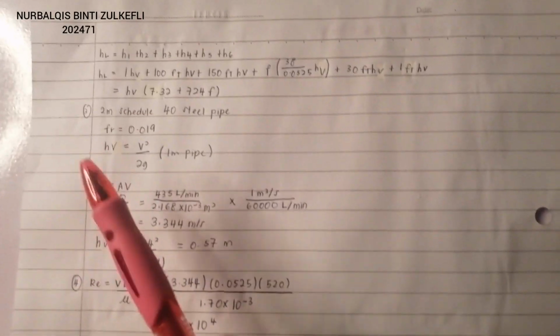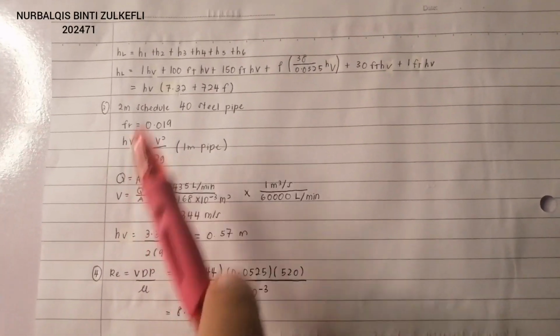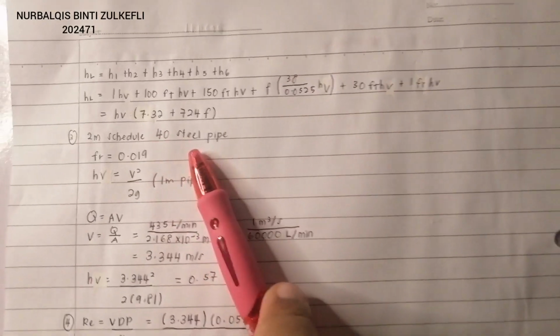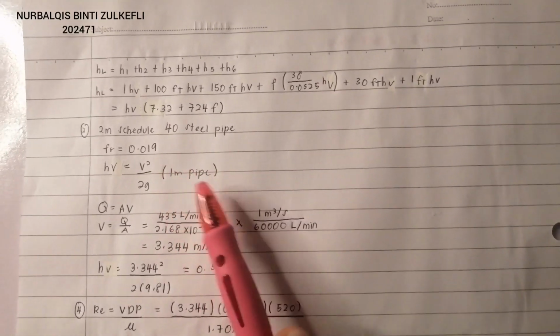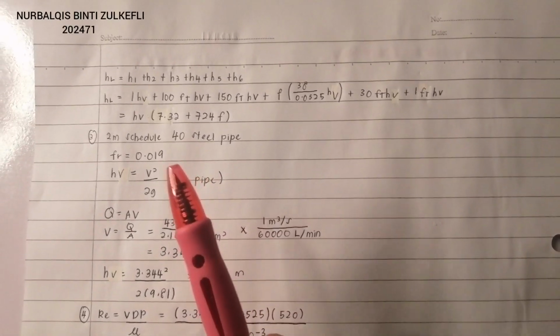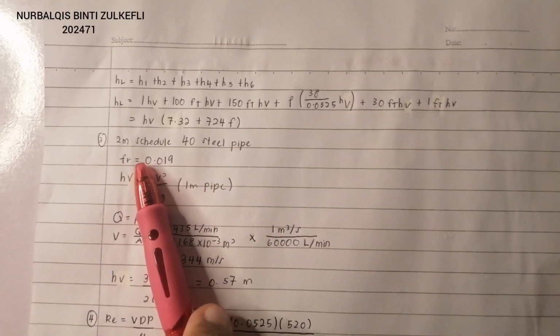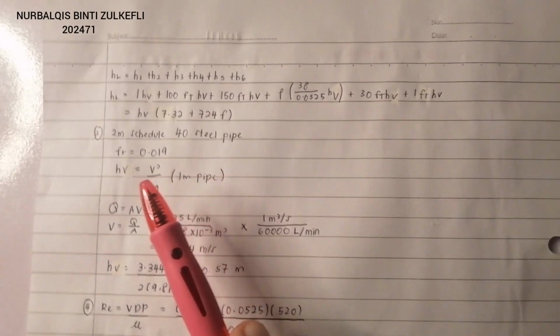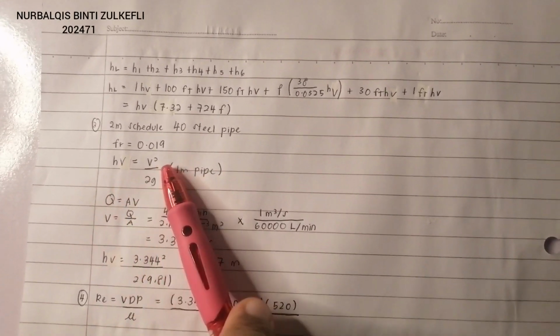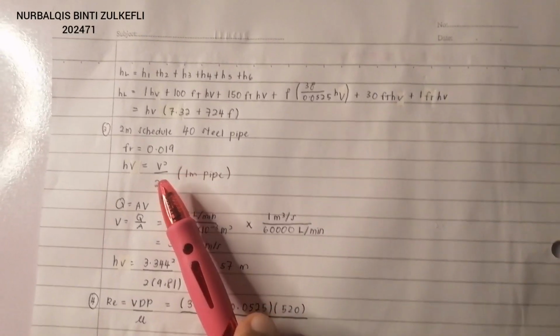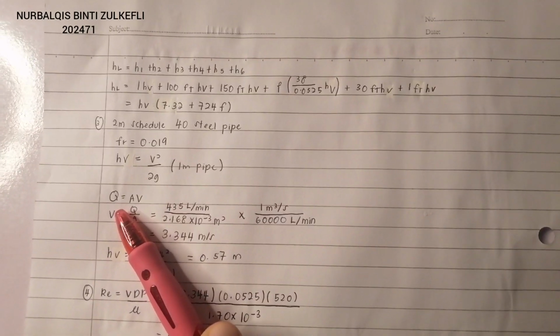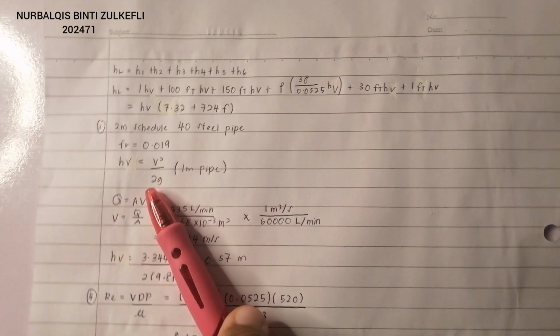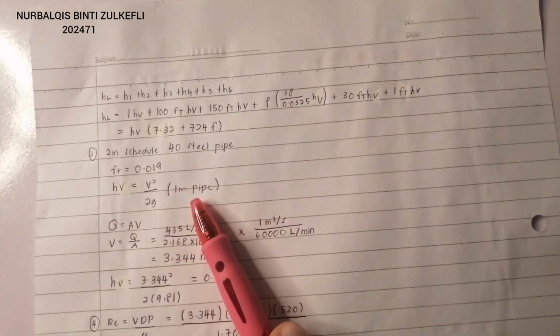Then step 3, HL cannot be calculated yet because we do not know HV and the friction factor. So from the schedule for this steel pipe, we know the roughness is 0.019 and the formula of HV is V square over 2G.